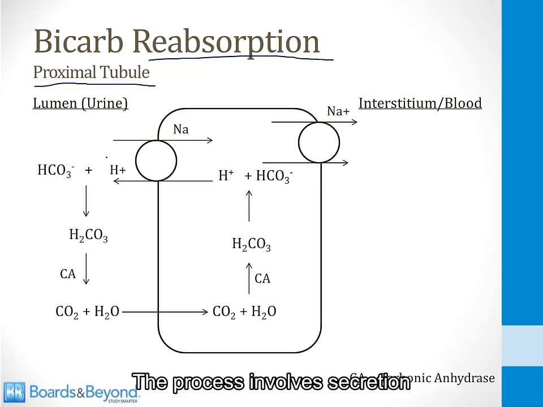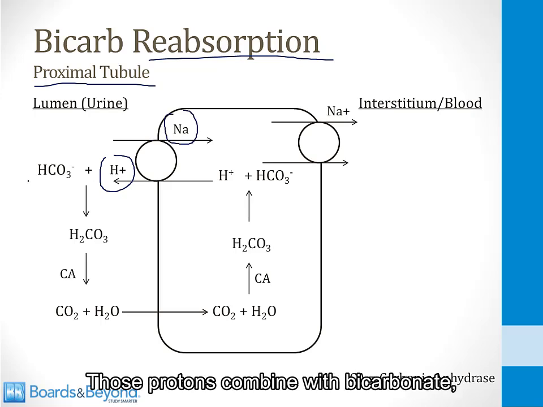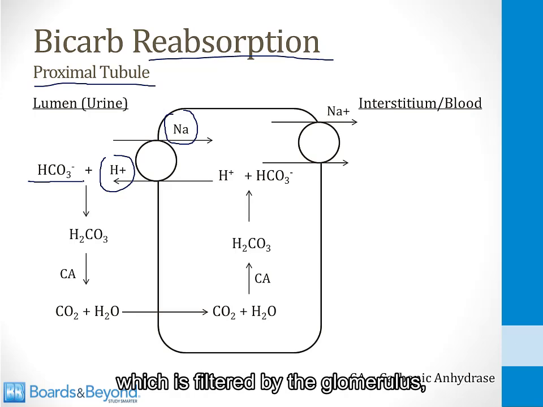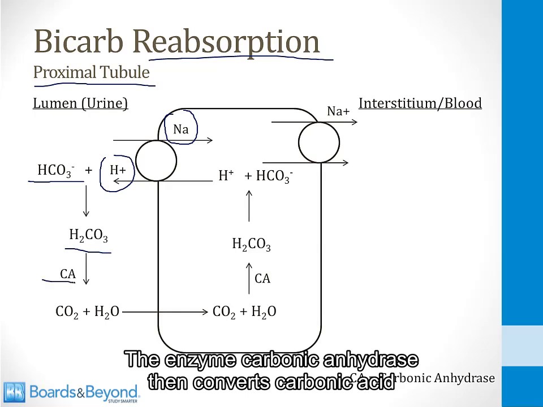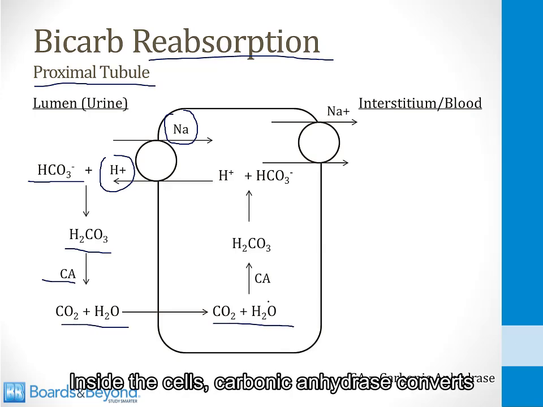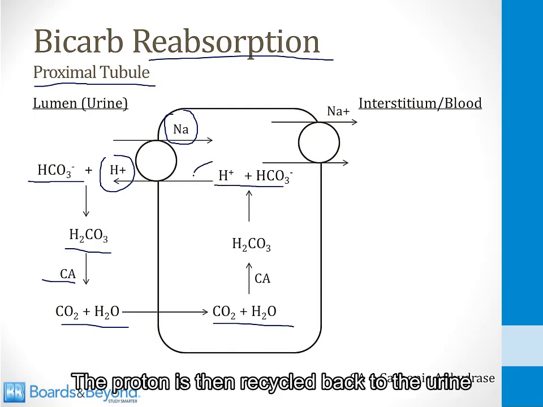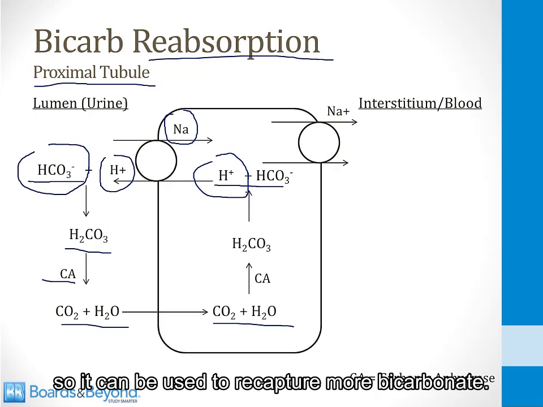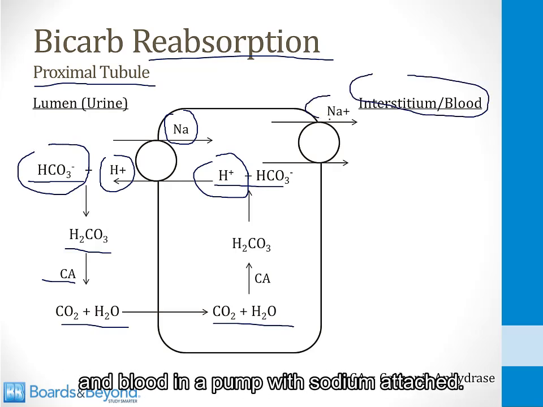The process involves secretion of protons in exchange for sodium ions. Those protons combine with bicarbonate, which is filtered by the glomerulus, and it is converted into carbonic acid. The enzyme carbonic anhydrase then converts carbonic acid into CO2 and water, which cross into the proximal tubular cells. Inside the cells, carbonic anhydrase converts the carbon dioxide and water back into bicarb and protons. The proton is then recycled back to the urine so it can be used to recapture more bicarbonate. The bicarbonate then goes out into the interstitium and blood in a pump with sodium attached.